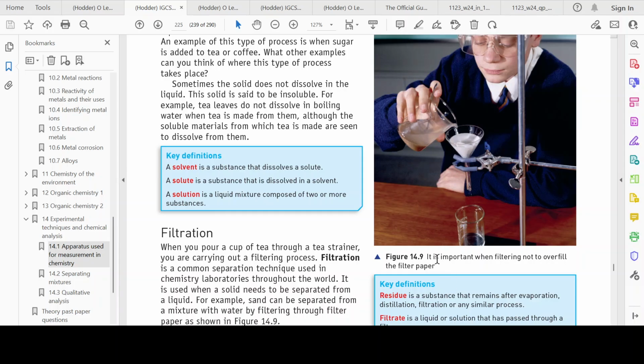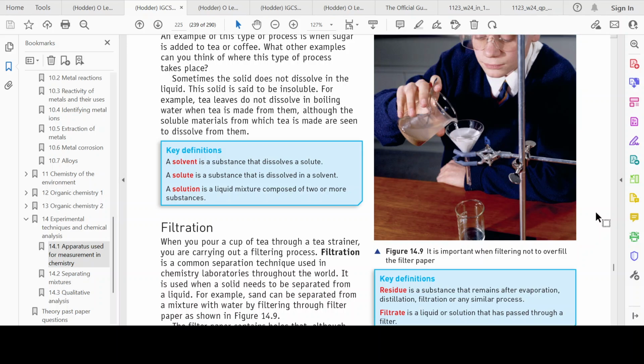and the caption says it is important when filtering not to overfill the filter paper. So you don't want to go near the brim, and definitely not over, because if it goes over the brim, then the water will go from behind the filter paper and you'll get contaminated water again. So this is a process that requires patience, because the filtration, depending on what you're doing, can be slow.